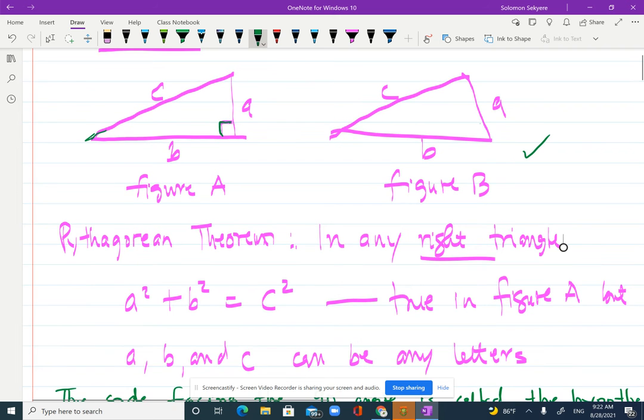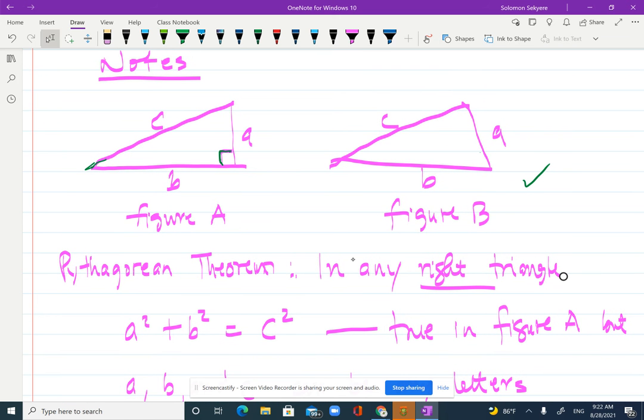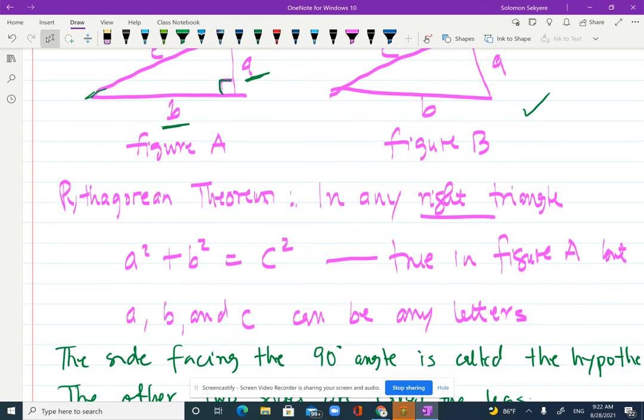What does it say? Okay, so you have a right triangle like this. It says this a squared plus this b squared is always equal to c squared. So it's true here, but not necessarily true here because we don't know.